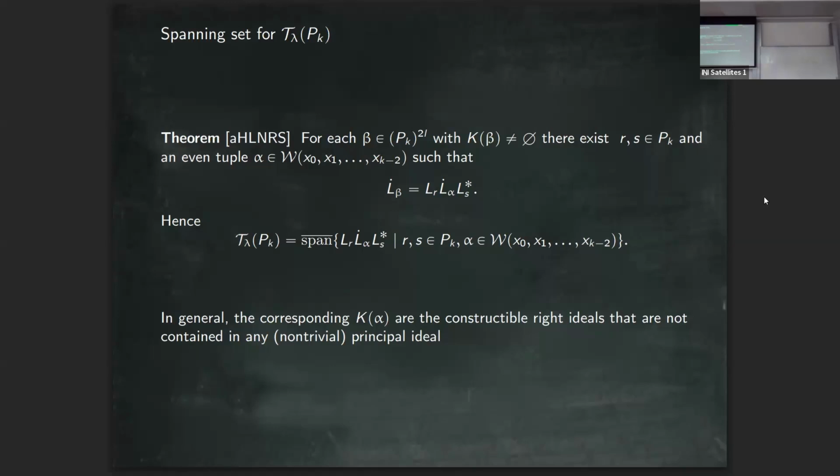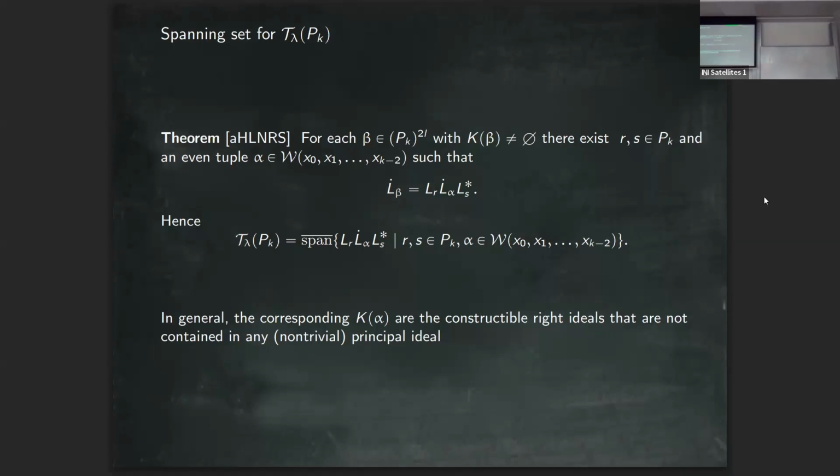So this is not easy. Not easy to reduce. This is a little bit. And what turns out is that these core elements here correspond to constructible right ideals that are not contained in a principal one. They're not multiples of a principal. They're sitting underneath the principal. There are many of them.